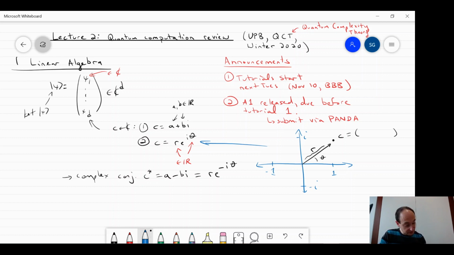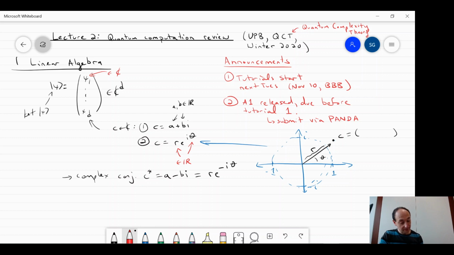The unit circle in particular, whenever I say unit circle, I'm always referring to all the complex numbers that are on the circle that has norm 1. Okay, so all the vectors where r is 1, basically.